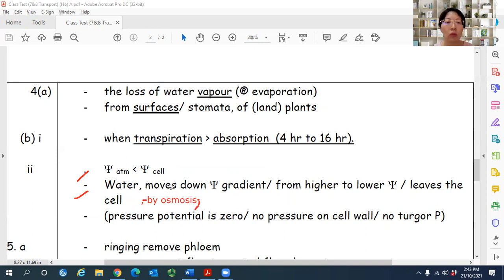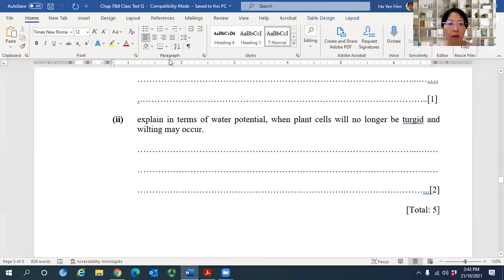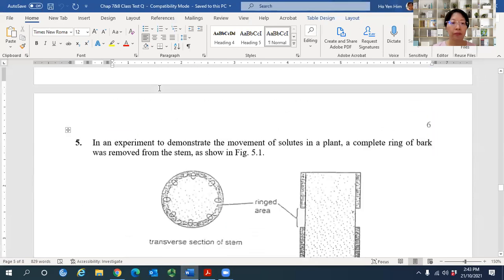That means if you don't write osmosis, even though all these are correct, you will not get the mark. So just to remind yourself, always remember to write osmosis. Always remember to write the full package of answer for this kind of question. Okay, right, so next question.